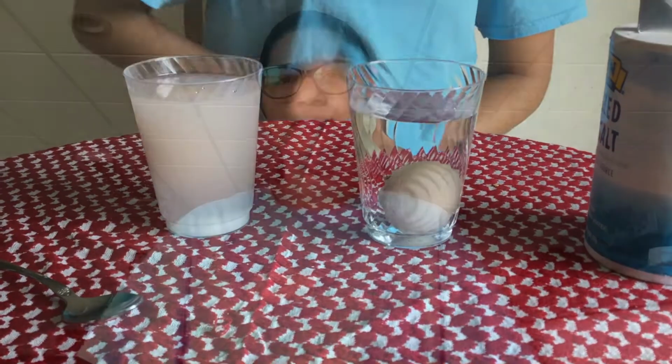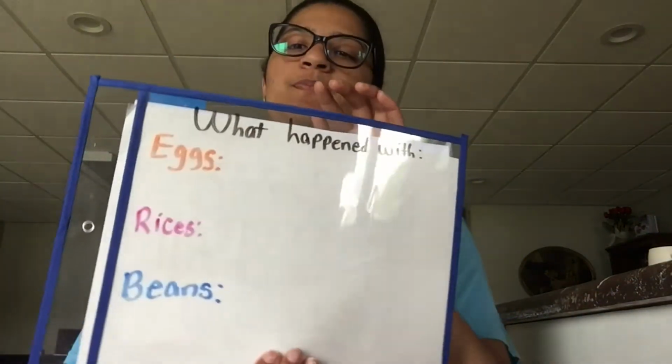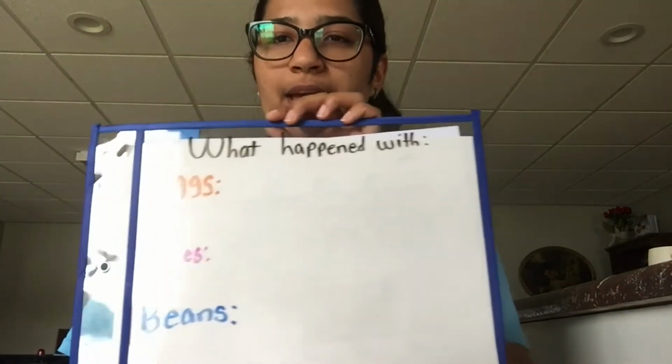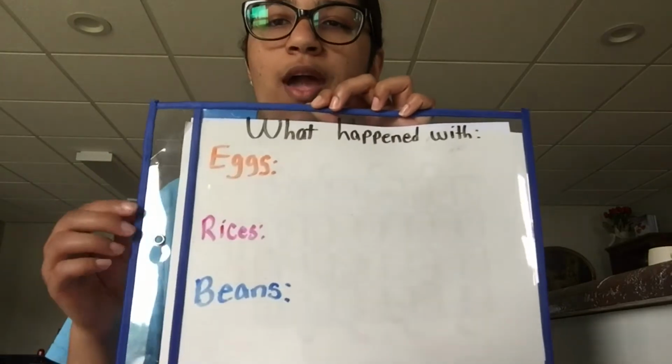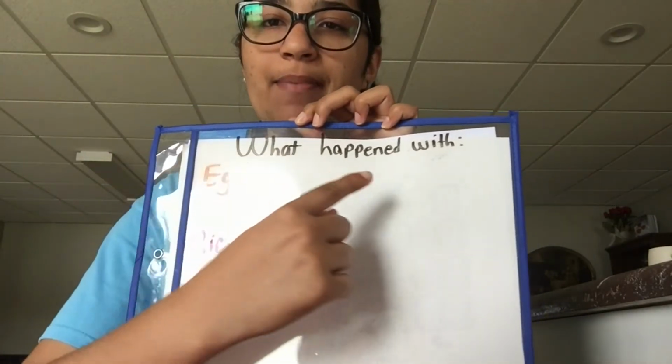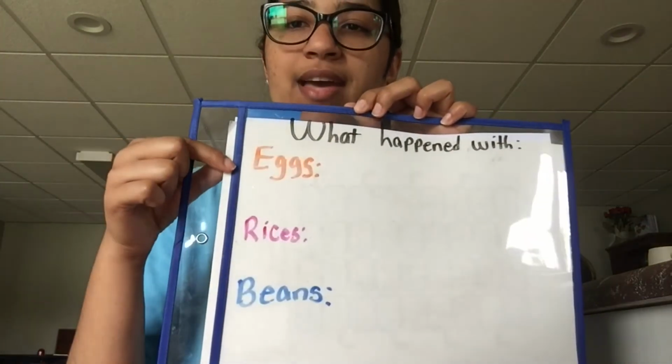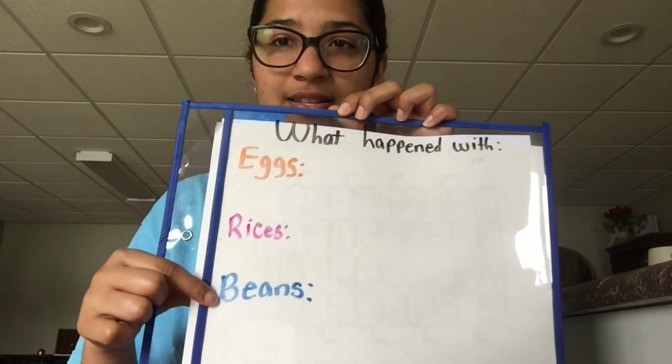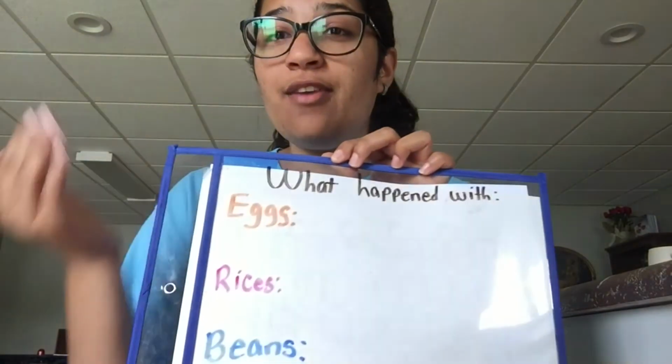After you have seen the floating egg experiment, I want you to try it with different objects. It can be eggs, rice, beans, or any other that you would like to try. And also I want you to find a white paper or a notebook where you are going to write what happened with the eggs, rice, and beans. And we can discuss their reactions.